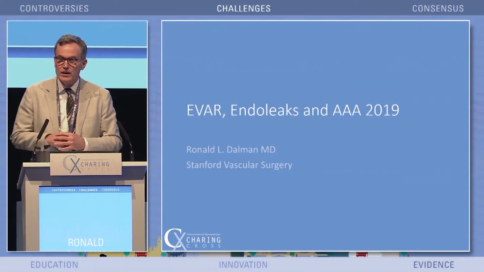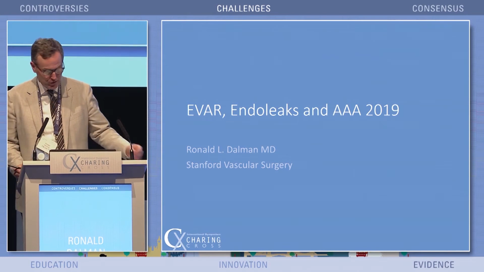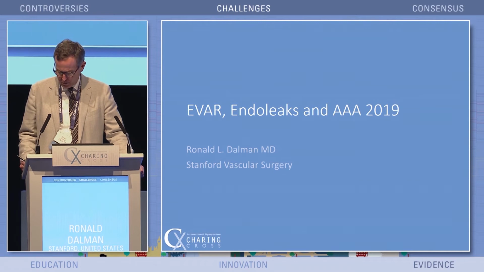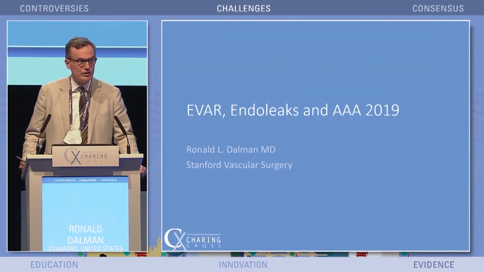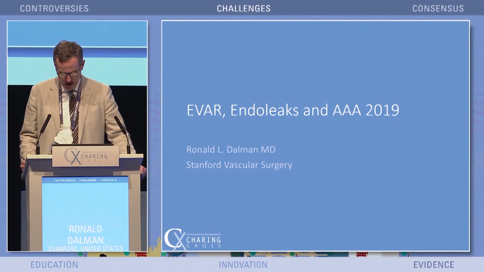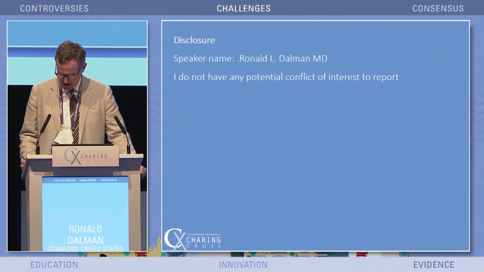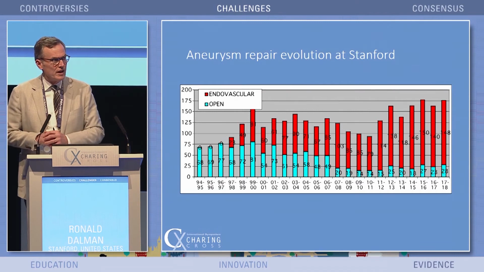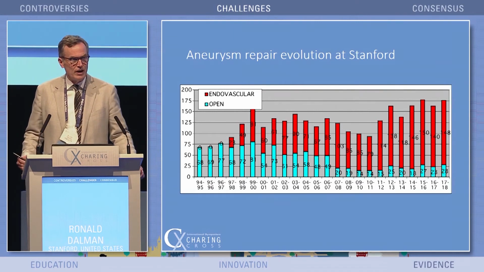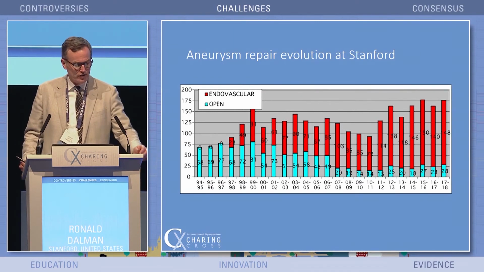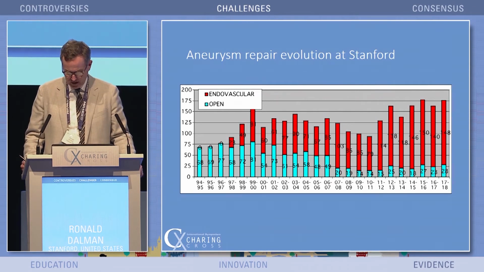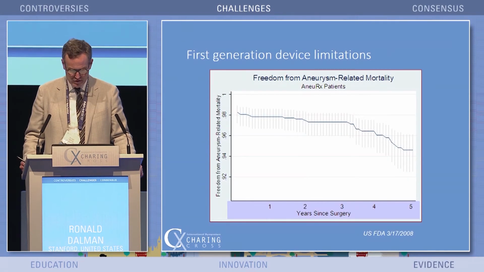I want to build on the themes that Dr. Mastracci introduced about the importance of healthy aorta as our proximal landing zone and what endovascular techniques have helped us learn about the biology of abdominal aortic aneurysm disease. I have no conflicts. Like many of us, we've really embraced the endovascular approach to aneurysm repair. You can see here our trends at Stanford University over essentially the time I've been on the faculty there. We still perform open surgery, but infrequently and mostly for revision of EVAR.